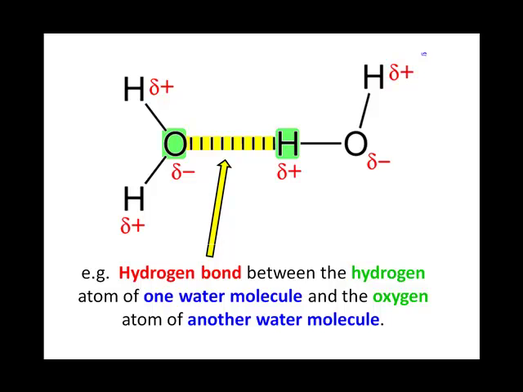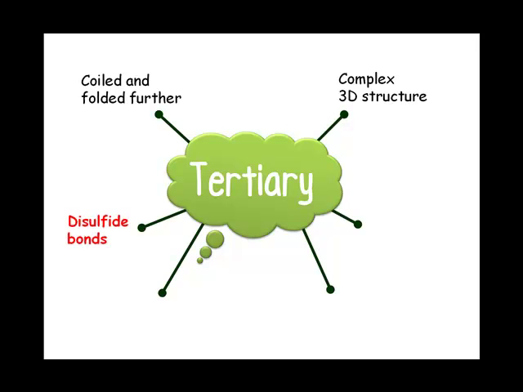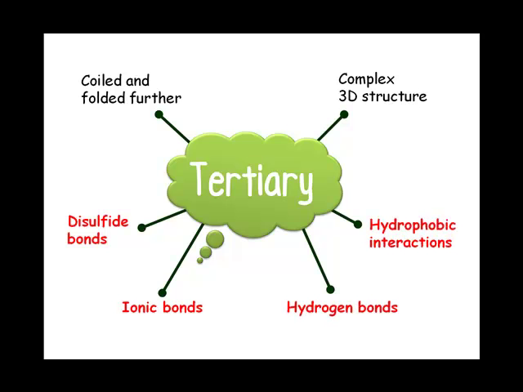Well, now the chain can be coiled and folded further, giving a complex 3D structure. The tertiary structure is held together by 4 possible types of bonds: disulfide bonds, ionic bonds, hydrogen bonds, and hydrophobic interactions. And finally, the quaternary structure.